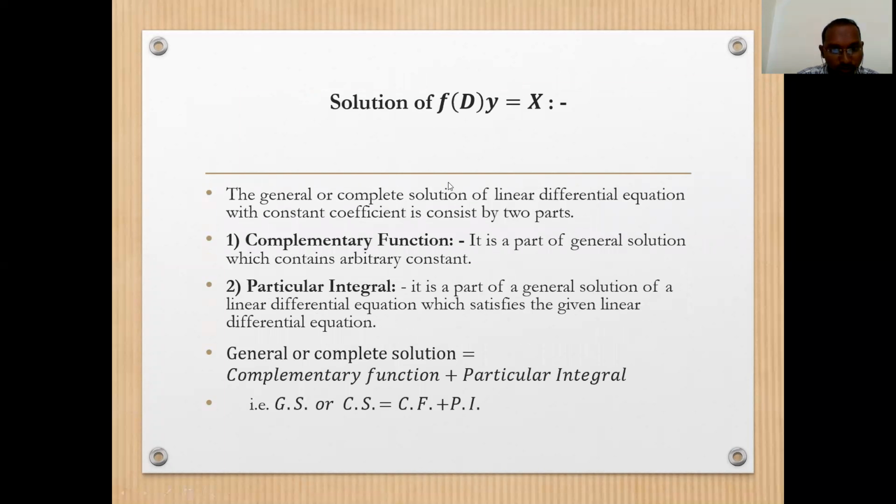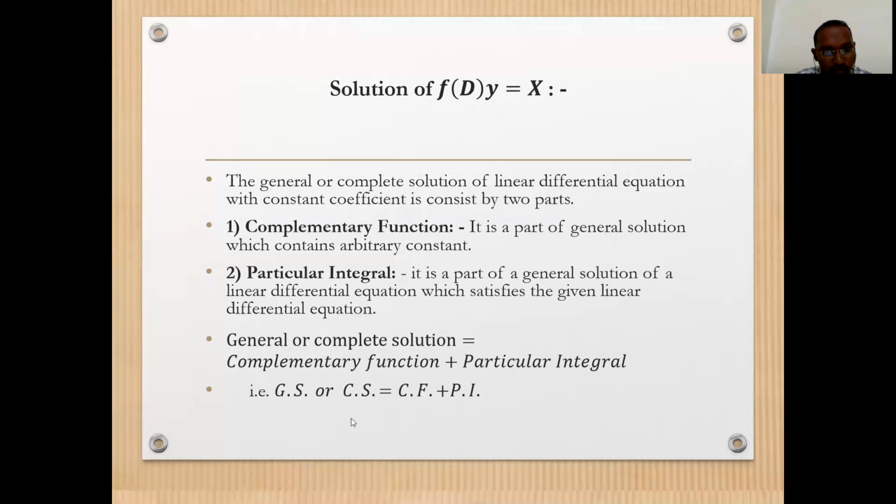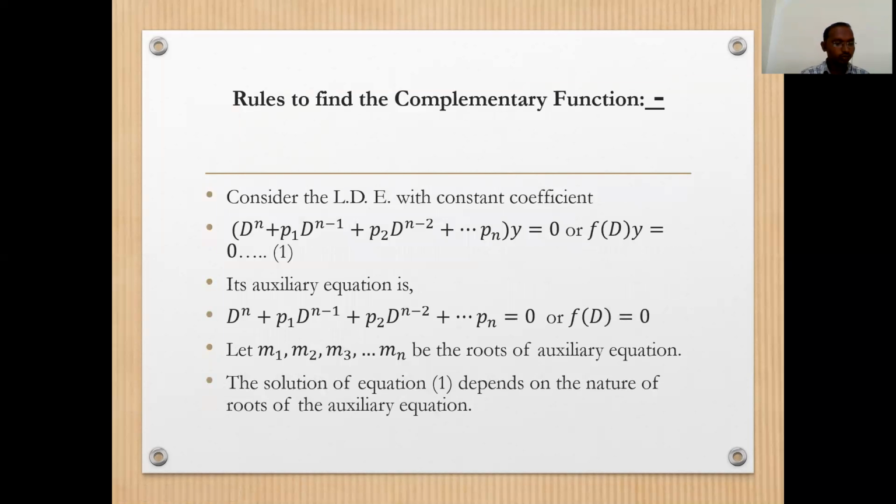See here, the general solution or complete solution of this linear differential equation with constant coefficients is given by complementary function plus particular integral. This particular integral can be written in short as P.I., complementary function can be written in short as C.F., and the general solution is G.S. Now in this lecture we have to see first how to find a complementary function.